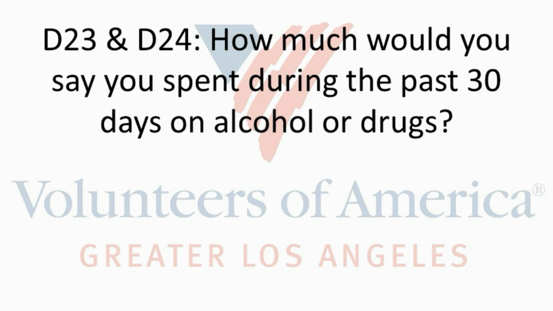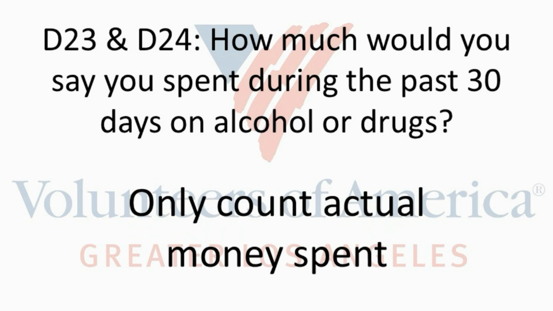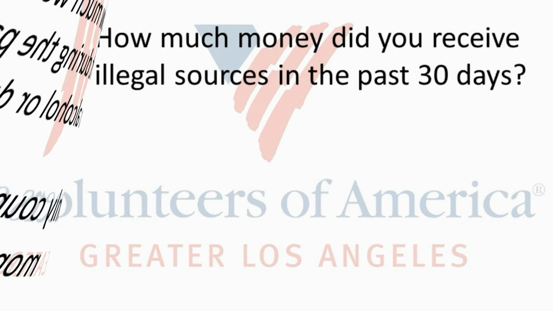Question D23 and D24, it states, how much would you say you spent during the past 30 days on alcohol or drugs? Only count actual money spent. These questions are used primarily as a measure of financial burden and not amount of use. If you probed sufficiently during the previous questions, then you should have information about the amount of money that the patient spends daily on each substance.